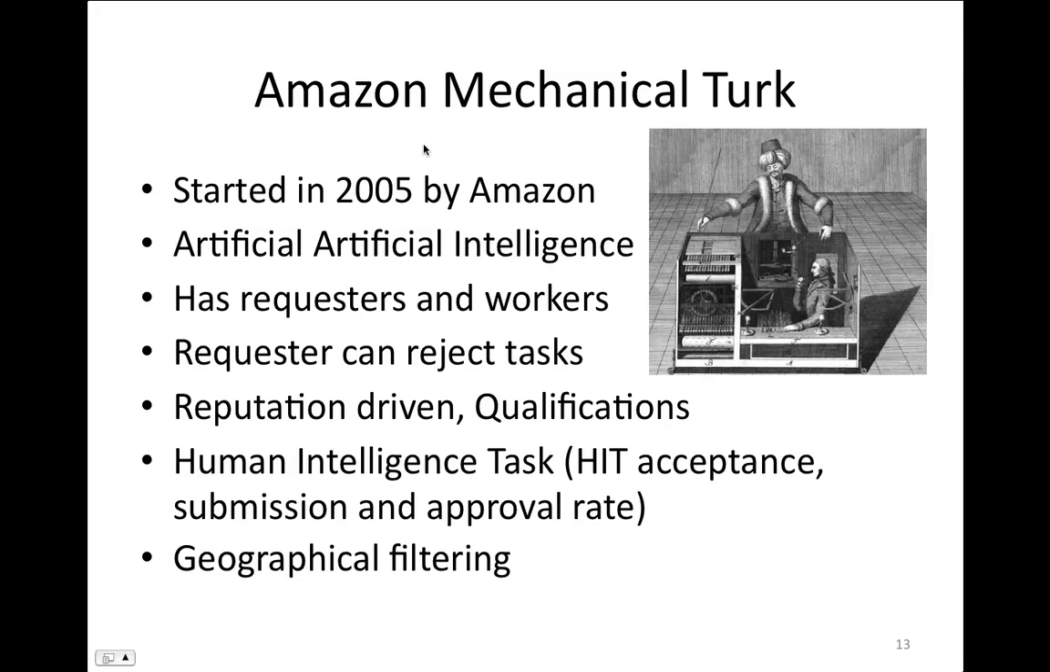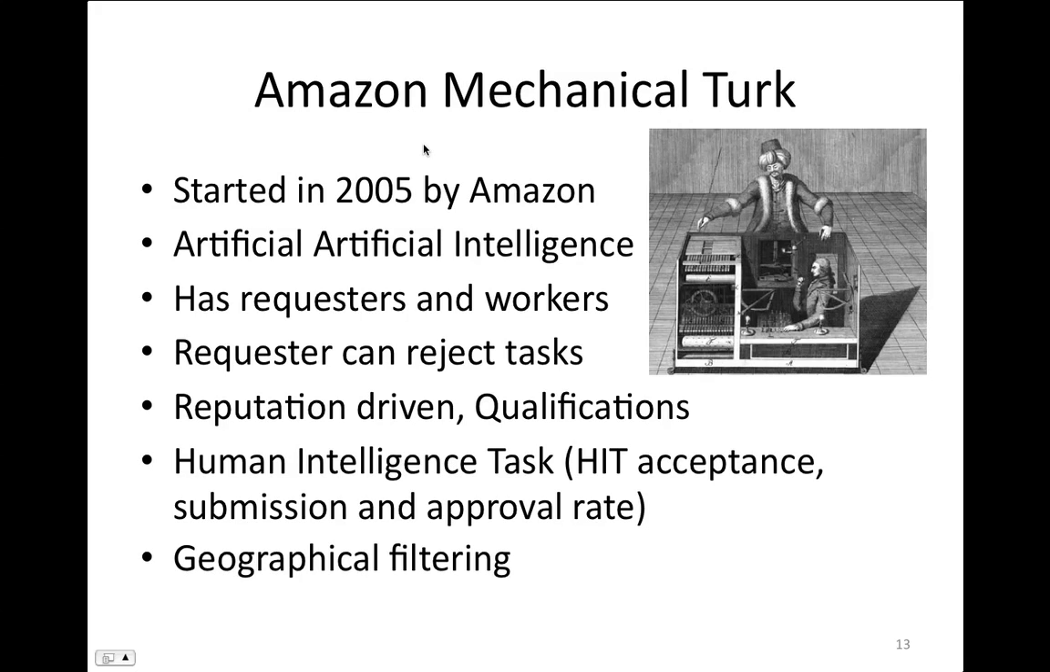It's a reputation-driven system, meaning that a worker, the more tasks, or human intelligence tasks, called HITs, that he does, and the more of these HITs get accepted, the higher chance he will have to get better HITs from the requesters, because requesters can filter their workers based on the HIT acceptance rate, HIT submission rate, and approval rate.